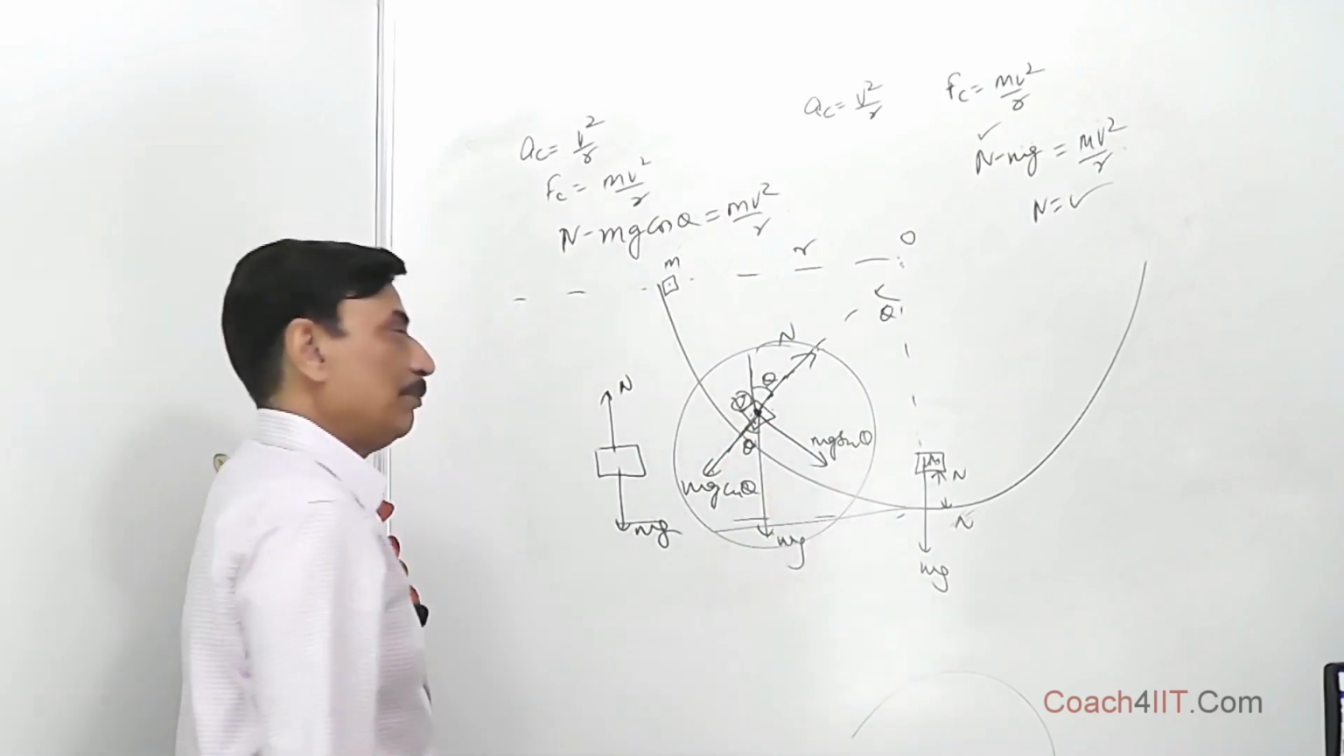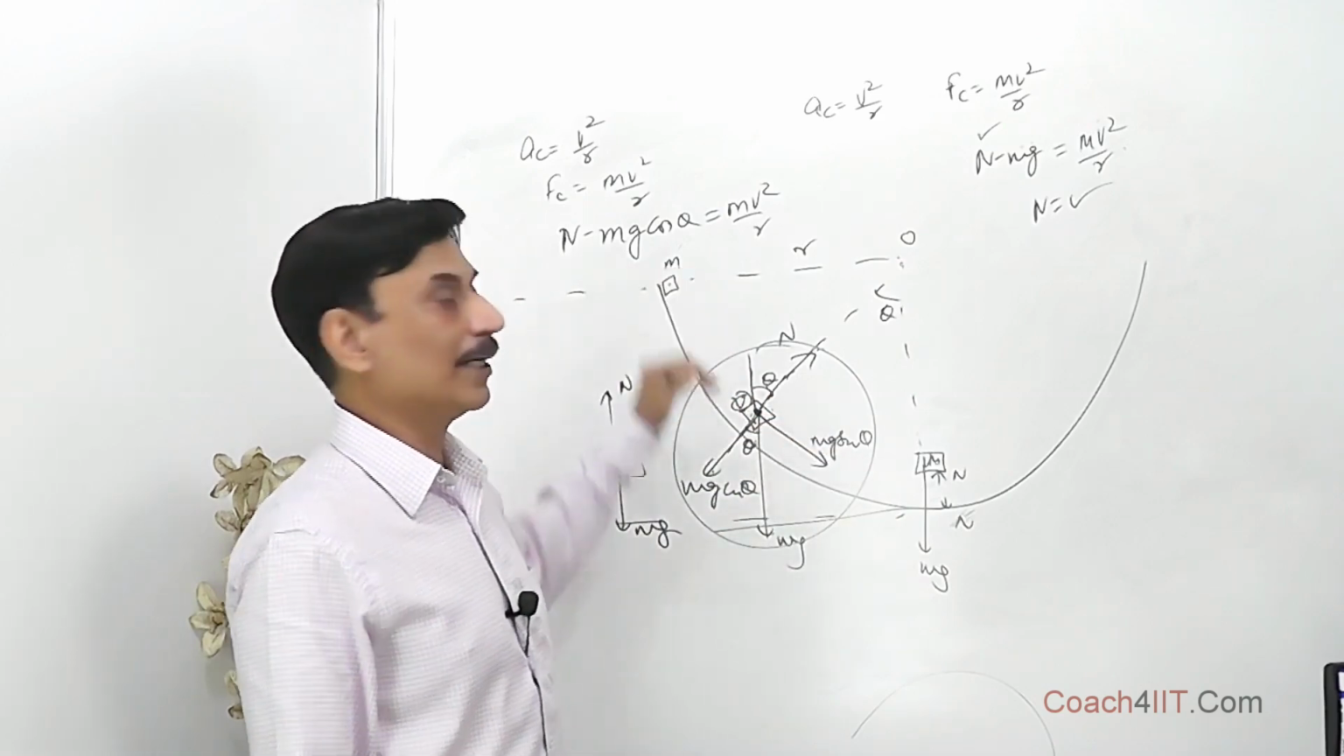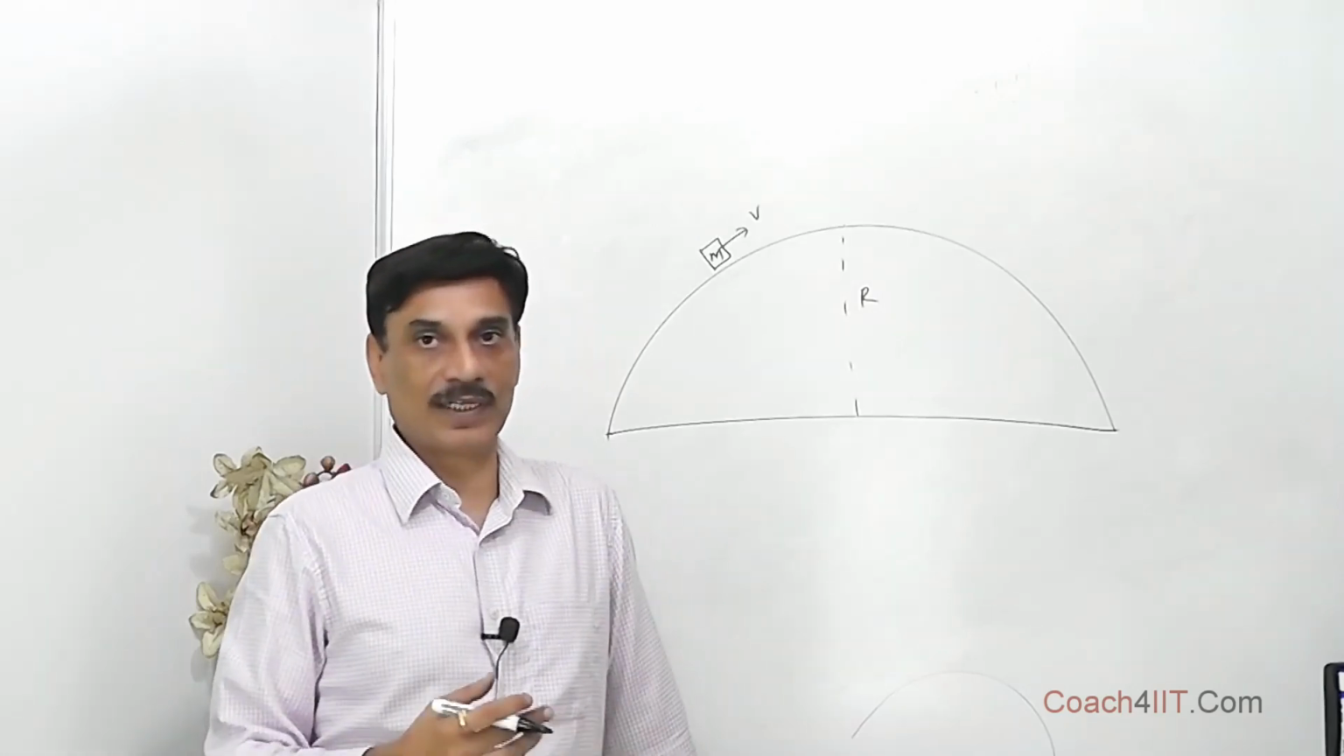And this force mg sin theta, it is going this way, it will pull it this way, and as a result its speed will be reducing when it is going up. We had a hemispherical surface.